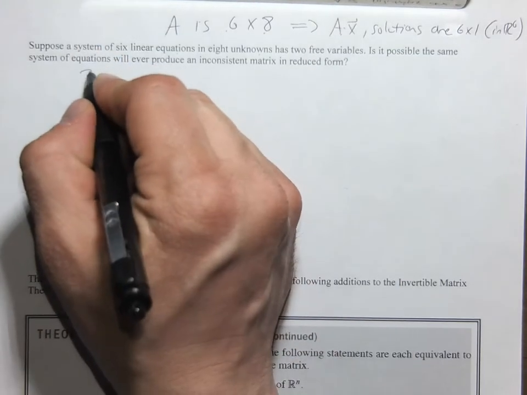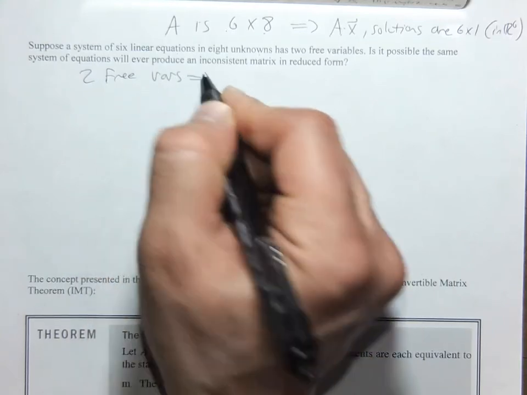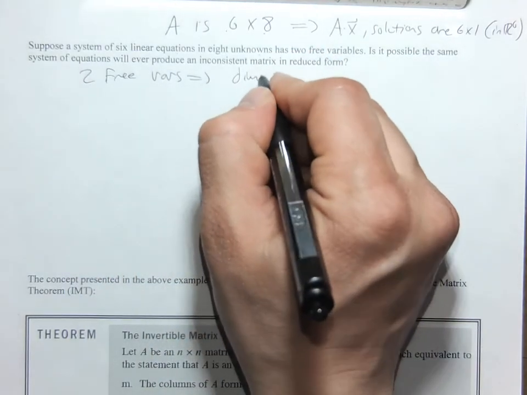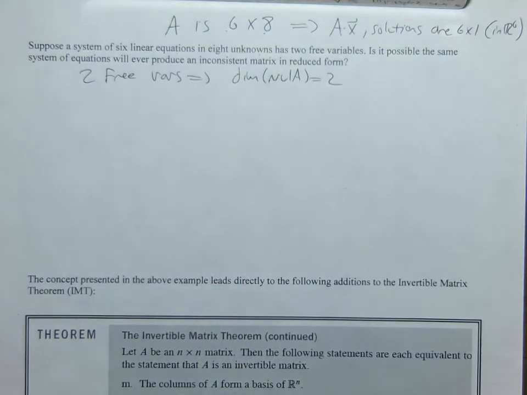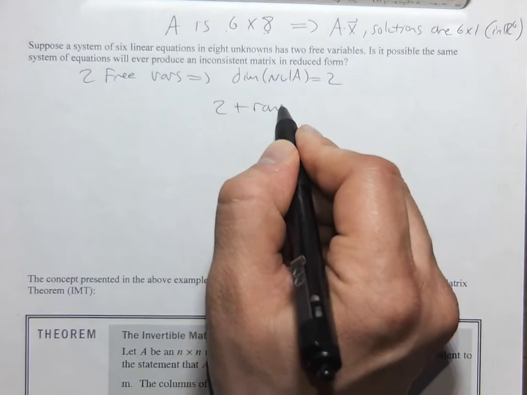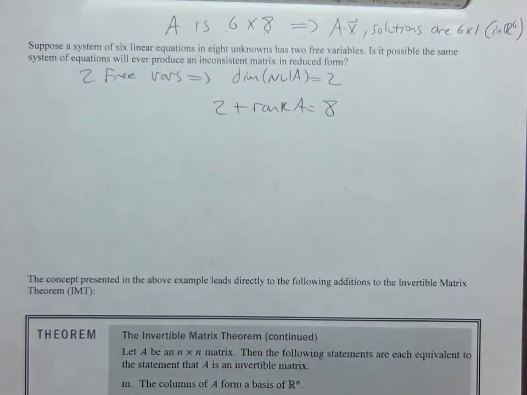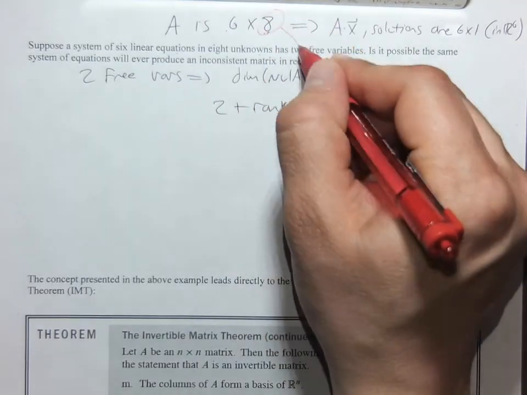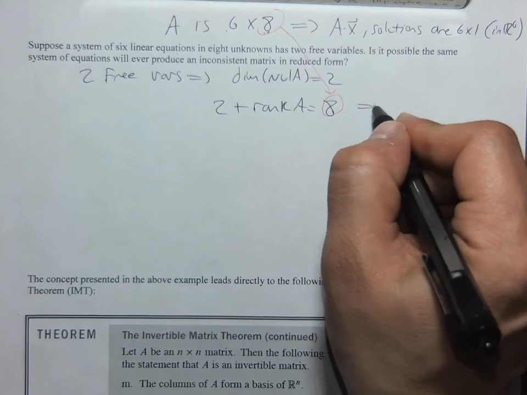And so if there's 2 free variables, that tells us about the null space. So 2 free variables means that the dimension of our null space is 2. And we know that n is 8, so 2 plus rank equals 8, right? Because 8 comes from this right here. And so based on this, our rank is 6.